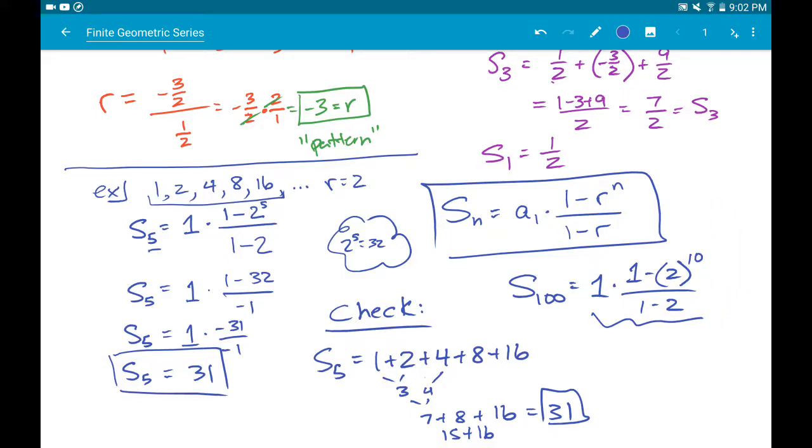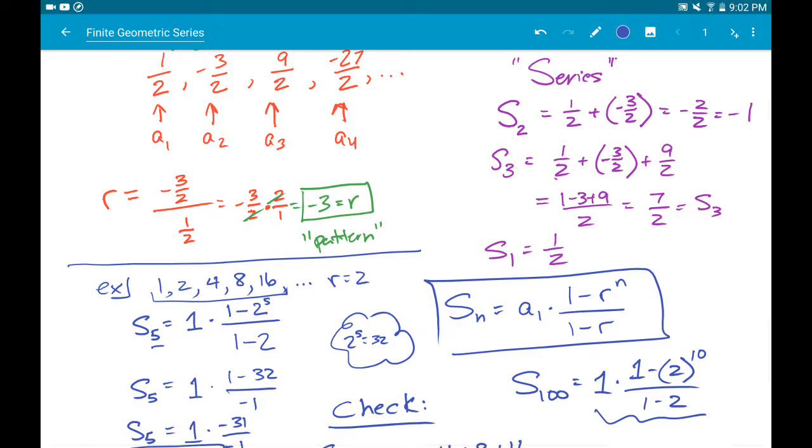This formula and this type of problem, these sequences and series, come back and play a relatively large part in calculus.